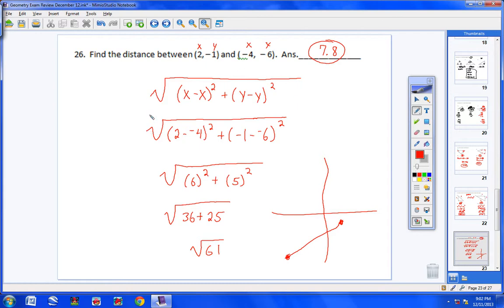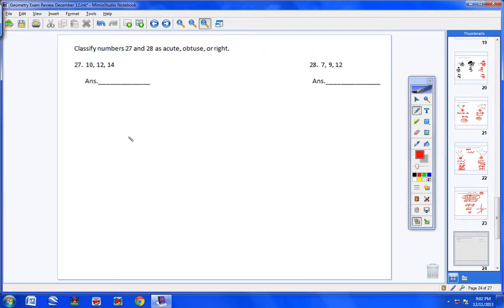So make sure you know how to find the distance between 2 points. Make sure you have this formula memorized. All right, number 27, we're going to classify the triangles as either acute, obtuse, or right. And notice all that we're given are the lengths of the 3 sides. That's all that we're given.